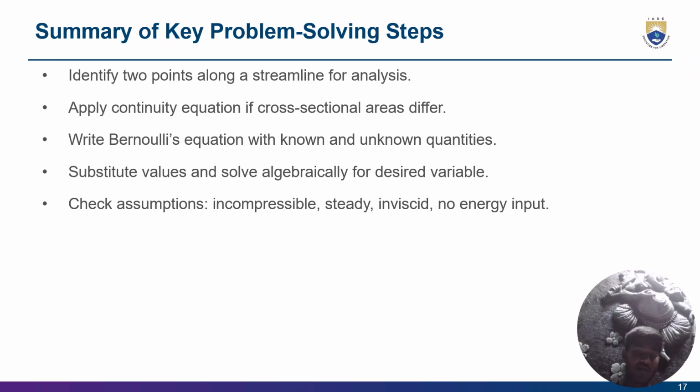Problem solving steps. Identify two points along a streamline for analysis. Apply the continuity equation if cross-sectional areas differ. Write Bernoulli's equation with known and unknown quantities, substitute values, and solve algebraically for the desired variable. Check assumptions: incompressible, steady, inviscid, no energy input.